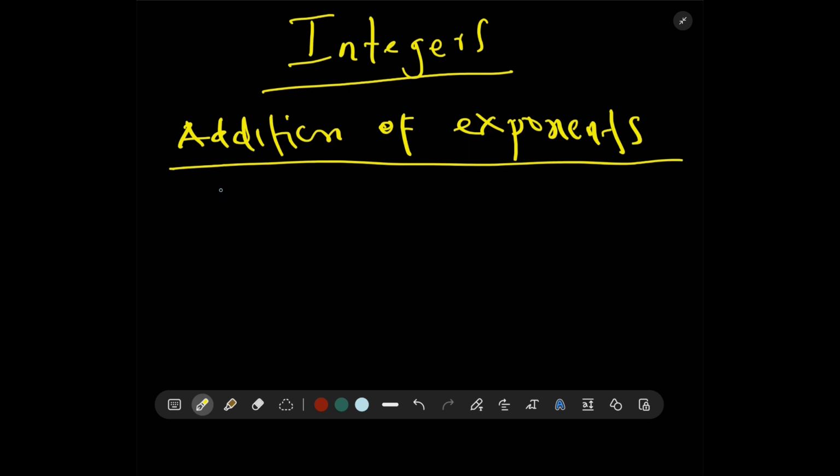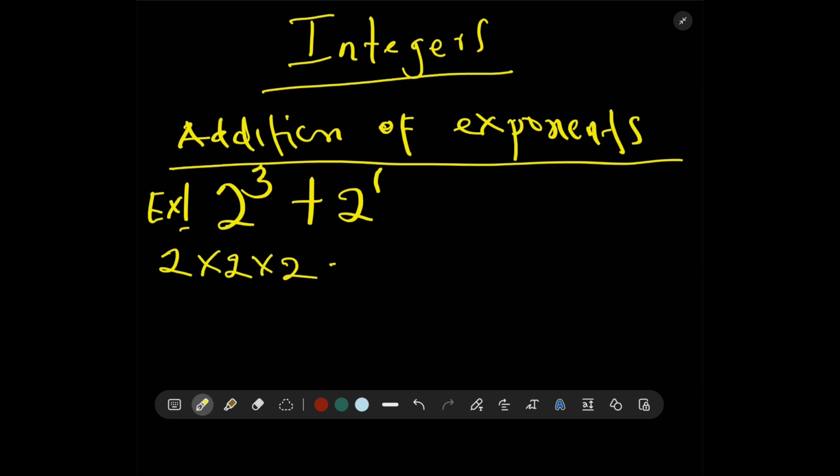Say you're given 2 raised to the power 3 plus 2 raised to the power 1. How do you solve that? That's what we mean by addition of exponents. What is 2 raised to the power 3? We write 2 how many times? 3 times. That's 2 times 2 times 2, plus 2 raised to the power 1, which is the same thing as 2 one time. So that will be 2.